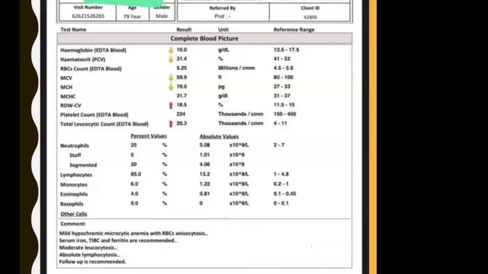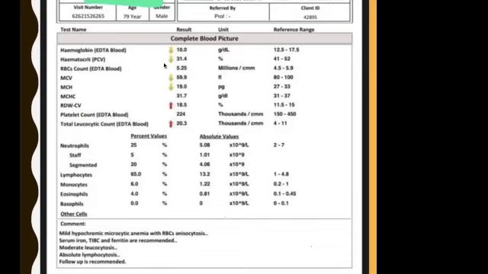So the last one, it says here that the hemoglobin is at 10. The reference range we're given is 12.5 to 17.5, so it's low. So the patient has anemia. Now the hematocrit is at 31.4. We're given a reference range of 41 to 52, so the hematocrit is also low. Now we already established this patient has anemia.